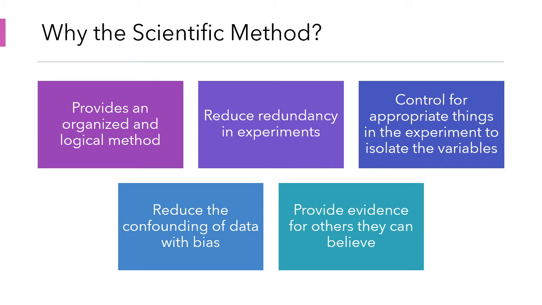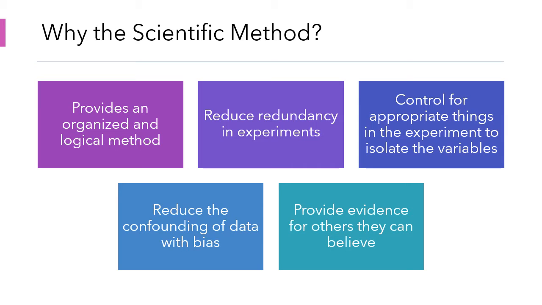Reduce the confounding of data with bias. So we want to follow the appropriate steps so we don't bring our own bias into something as much as we can. We want to make sure that we're sticking to what the data tell us. We can stick to the scientific method, stick to some of the basics there, and not try to take things too far, not bring our own viewpoint into it.